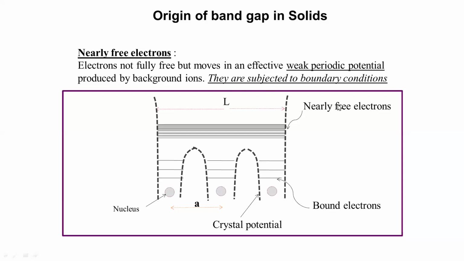So this is the nearly free electron model. Electrons are not fully free, but move in an effective weak periodic potential, using the periodic boundary condition. In a crystal, this is the lattice constant a, and this is the crystal potential. So these are the boundaries. We can calculate the energy using ħ²k²/2m, where k is nπ/a. So this is the nearly free electron model with the periodic boundary conditions, which is the basic theory of electronic structure calculations.